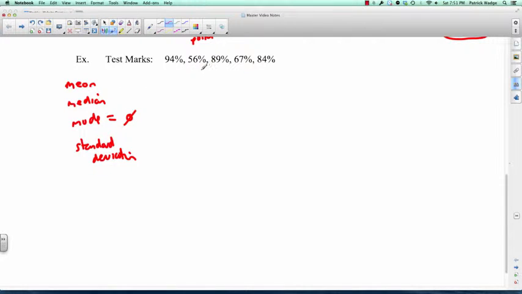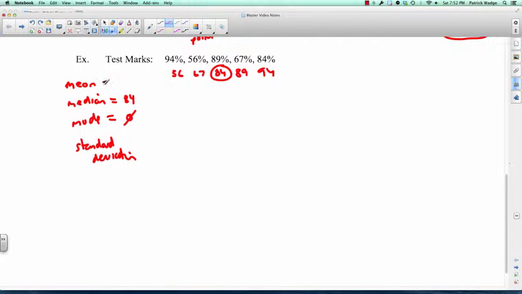Median's the middle one, but you have to put them in order. So the smallest one's 56. Then comes 67, then comes 84, then 89, then 94. So the middle one's right there. The median's 84. Remember, a median in the road is right in the middle of the road. It's the island in the middle of the road.